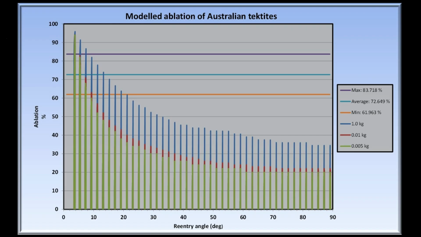Modeled ablation percent, depending on re-entry angle, for 1 kg, 0.01 kg and 0.005 kg tektites. Low angles provide most ablation, and the higher the mass of the tektite, the more is relatively ablated. See blue versus green bars. Larger tektites have higher momentum, and decelerate more slowly than small tektites, and thereby ablate relatively more at the same re-entry angle, however still retain larger rest masses, because of higher start masses.